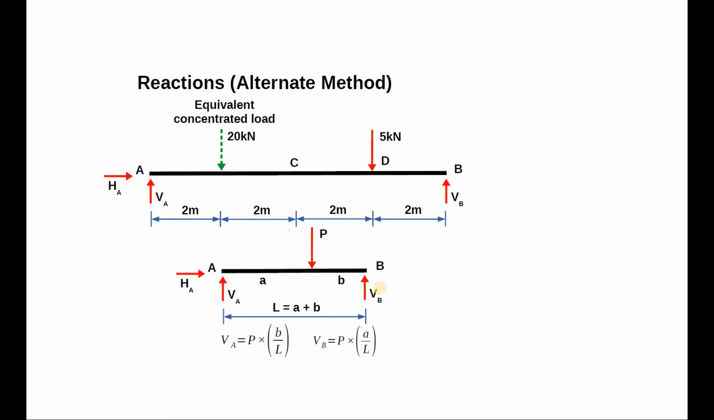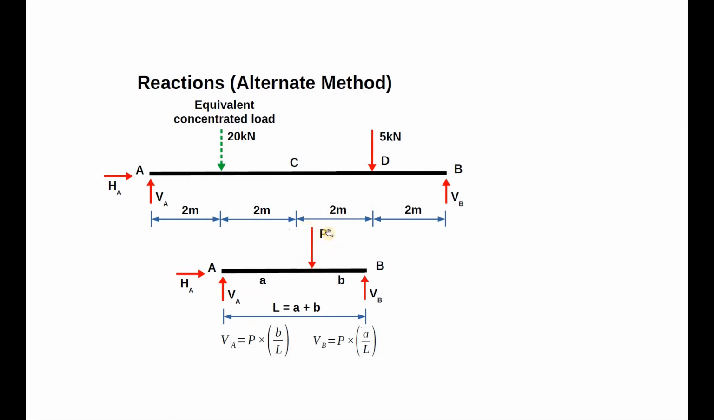Now that we have converted our uniformly distributed load to its equivalent concentrated load, let us try to understand how a load gets shared amongst the supports. You can intuitively think that any load gets shared amongst the supports in proportions of the span in which it divides the whole beam. For example, this load P divides the whole beam in two spans, namely A and B, so that the total length of the beam L becomes A plus B.